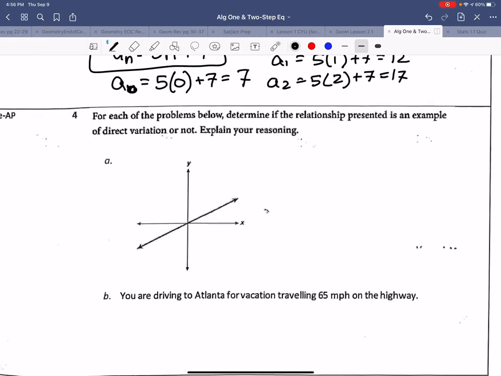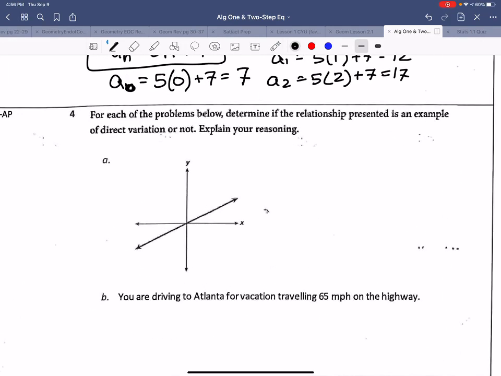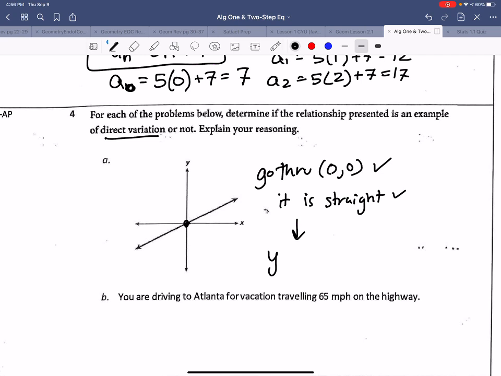Next question, it says for each problem below, determine if it is direct variation or not. So it goes through 0, 0. I like it. It is straight. Yep. So I'm going to have to say yes. This is direct variation.